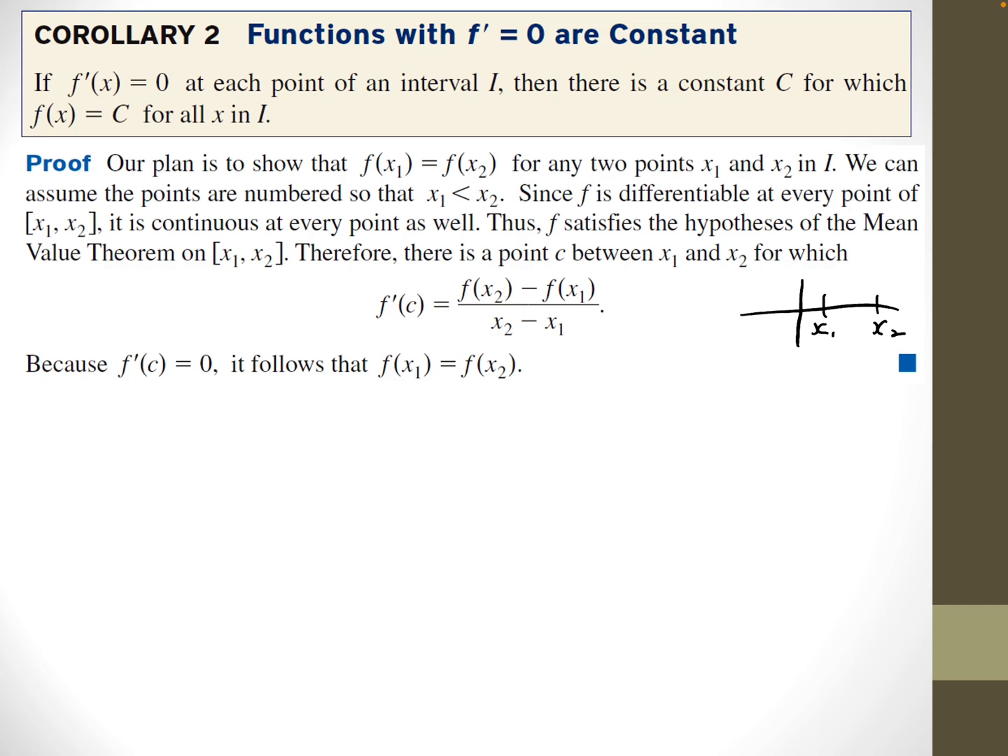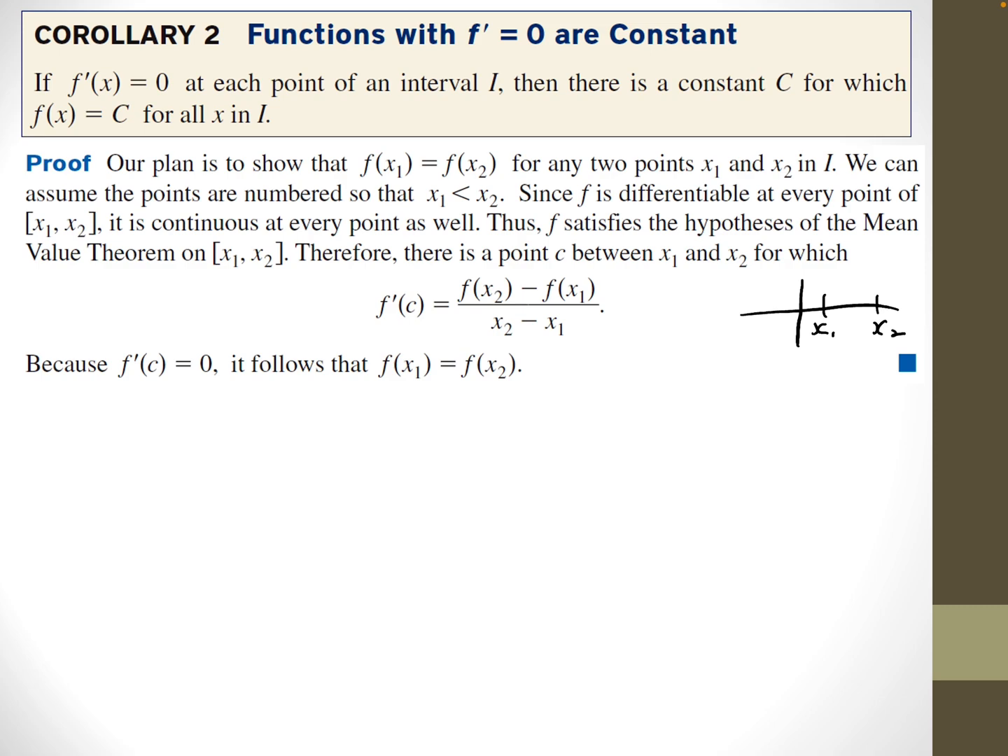We can assume that the points are numbered so that x1 is less than x2. Since f is differentiable at every point, it is also continuous. Once you say it's differentiable, you've already said it's continuous. Thus, f satisfies the hypothesis of the mean value theorem. So we know that f prime at c is equal to f at x2 minus f at x1 over x2 minus x1. That's just a statement of the mean value theorem.